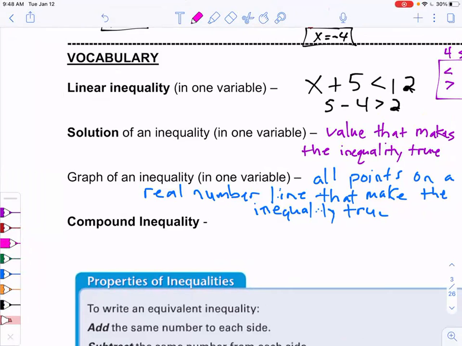And then the last one is a compound inequality. Anytime you have something compound, it has more than one. In this case, we're going to combine two inequalities that are joined together.